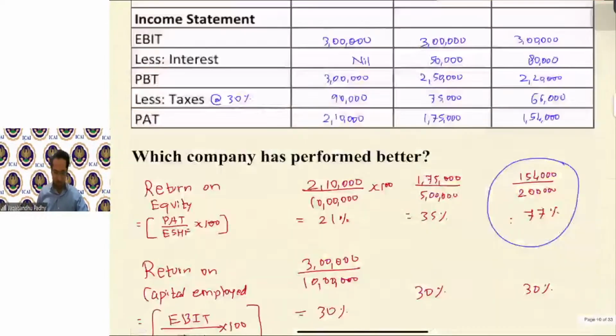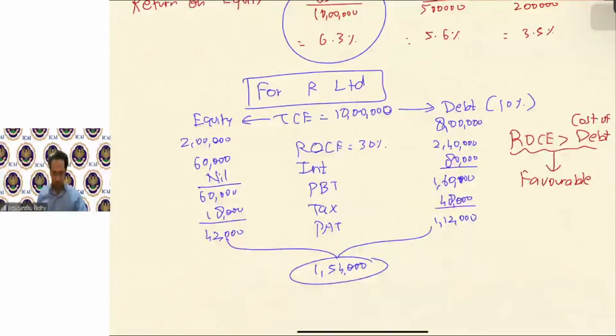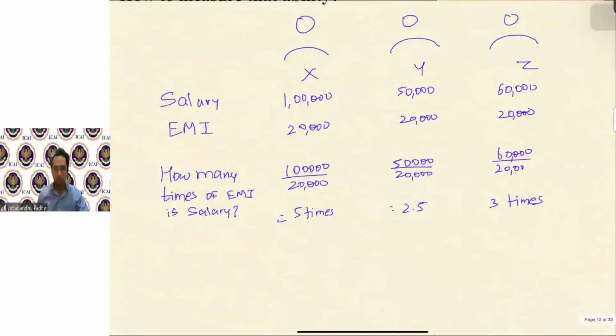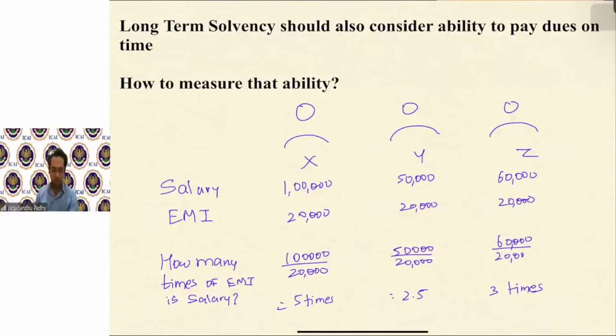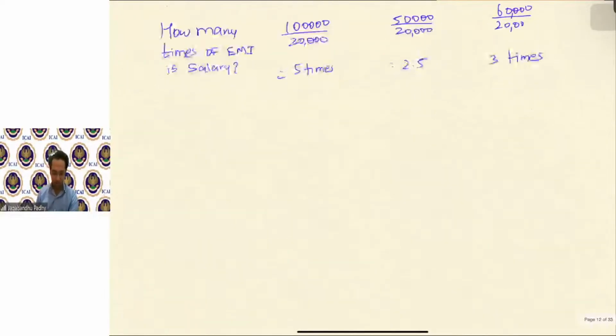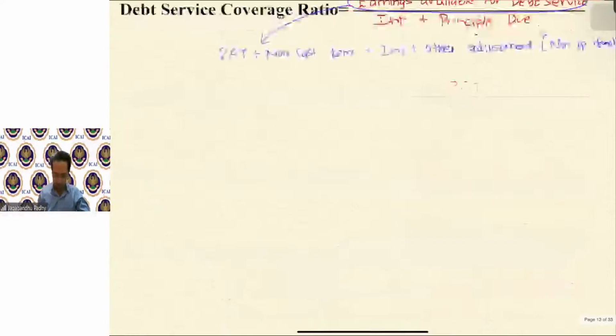Then post that, we also went ahead with some of the return ratios, which were return on equity and return on capital employed. We also saw how to measure the ability to pay the dues on time. For that, we had various coverage ratios, which included interest coverage ratio, preference dividend coverage ratio, fixed charges coverage ratio, and debt service coverage ratio.